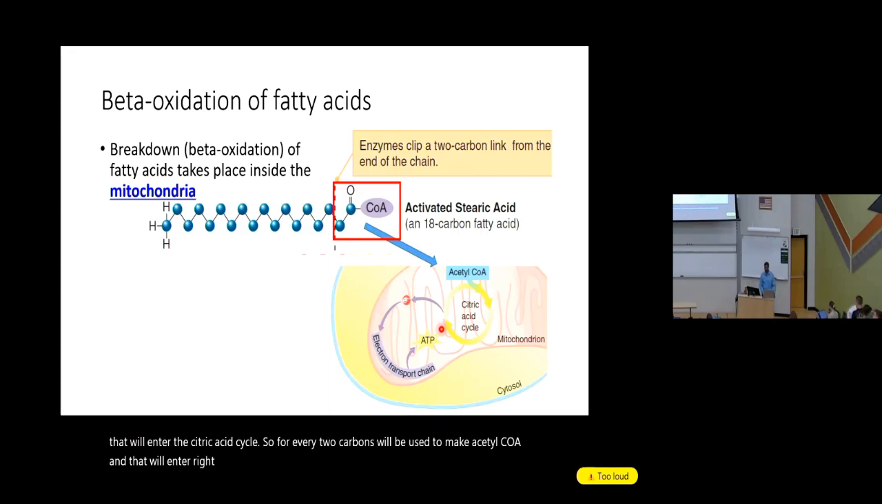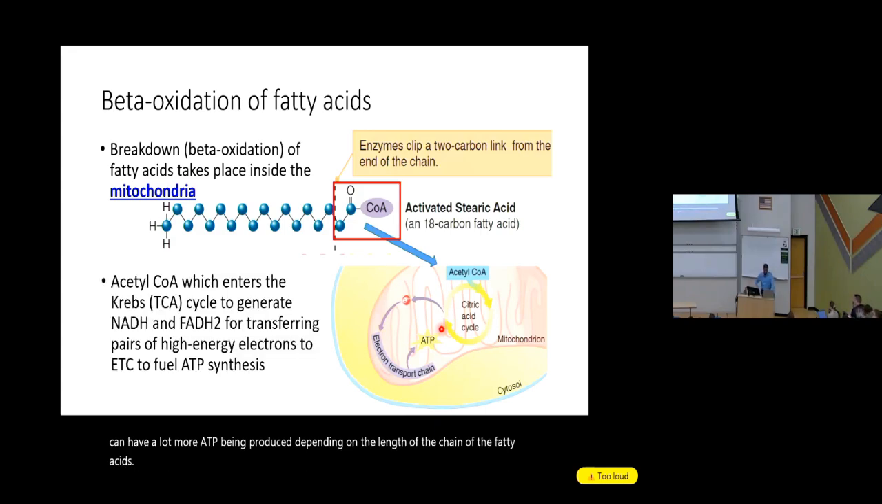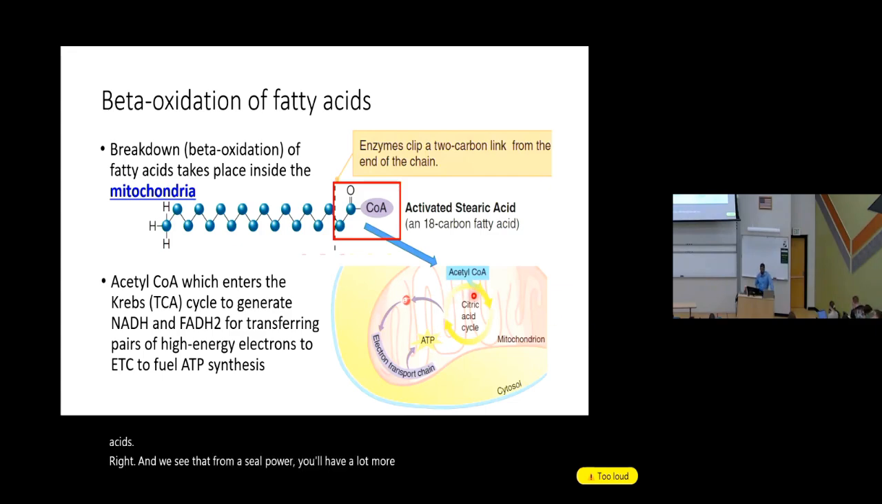So we see that from a single fat molecule you can have a lot more ATP being produced depending on the length of the chain of the fatty acids, right? And from acetyl-CoA you'll have a lot more high energy electrons being generated, and those are carried by NADH and FADH2 as well. Is this clear, folks, how we get a lot more ATP from a single fat molecule?